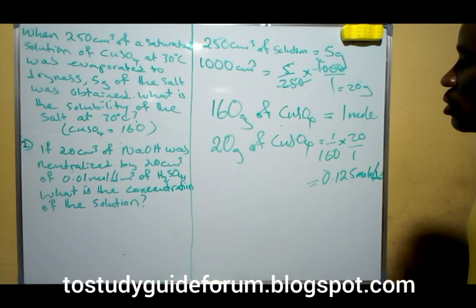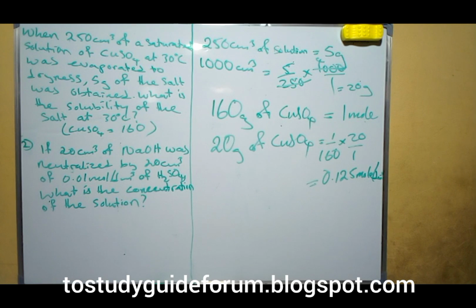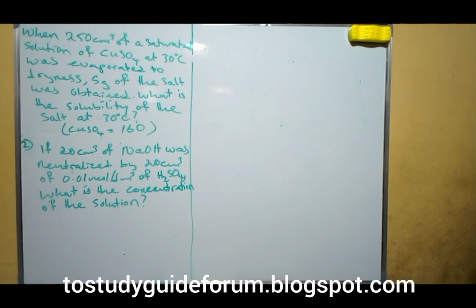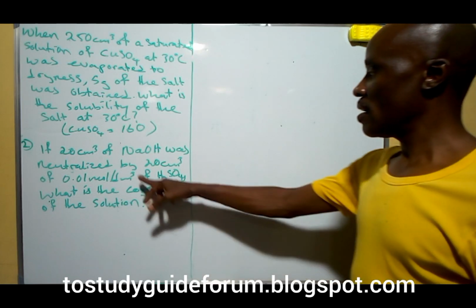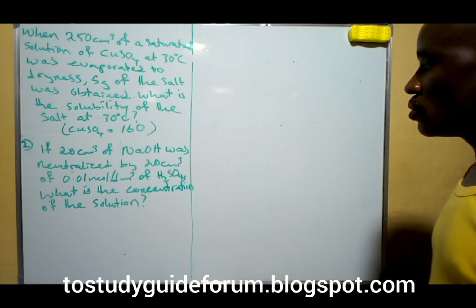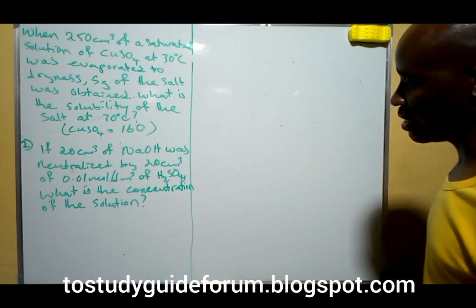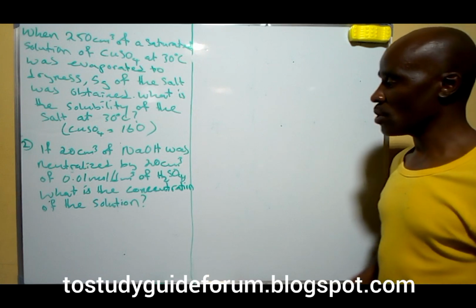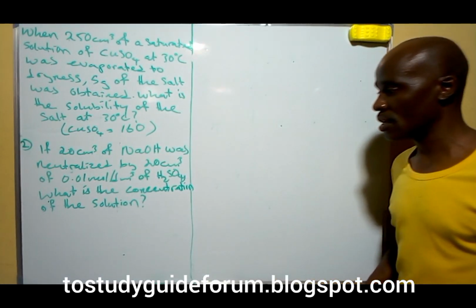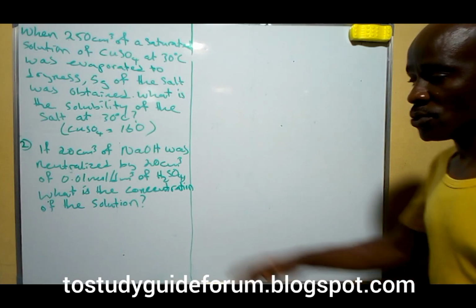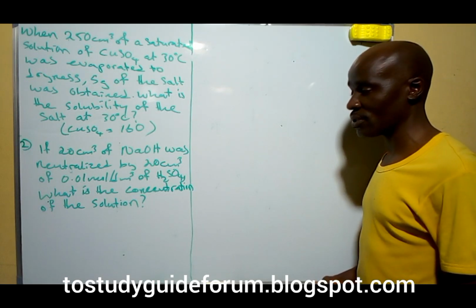Now I'm going to look at the next one. The next question says that if 20 cm³ of sodium hydroxide was neutralized by 20 cm³ of 0.01 mole per dm³ of sulfuric acid, what is the concentration of the solution? Before we do this work, you find out that this is a kind of neutralization reaction or titration.